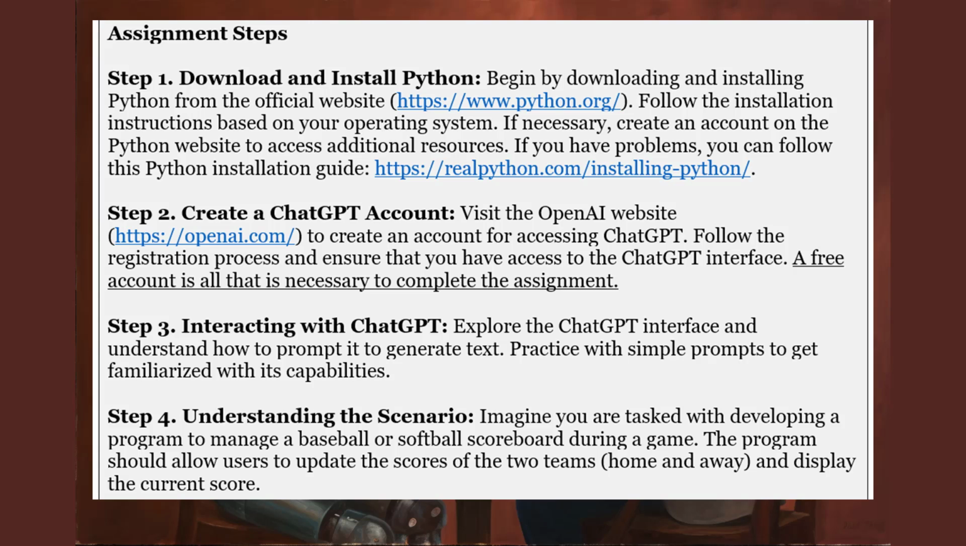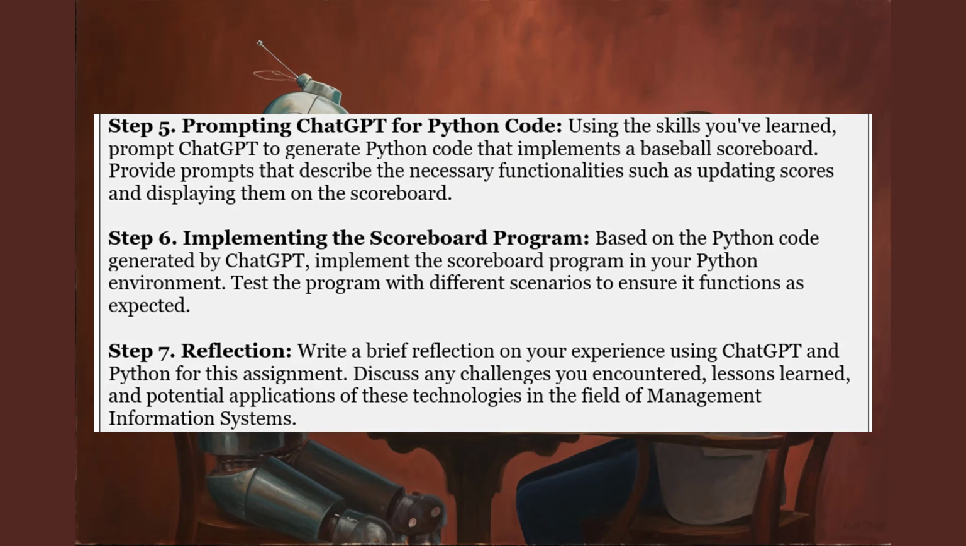Step 4 is understanding the scenario. Imagine you are tasked with developing a program to manage a baseball or softball scoreboard during a game. The program should allow users to update the scores of the 2 teams, home and away, and display the current score. Step 5 is prompting ChatGPT for Python code. Using the skills you've learned, prompt ChatGPT to generate Python code that implements a baseball or softball scoreboard. Provide prompts that describe the necessary functionalities, such as updating scores and displaying them on the scoreboard.